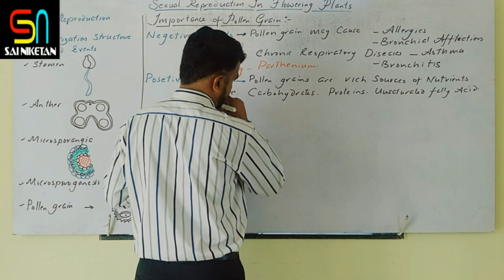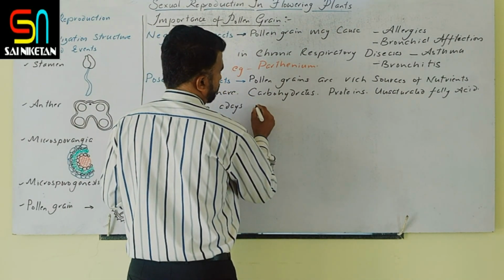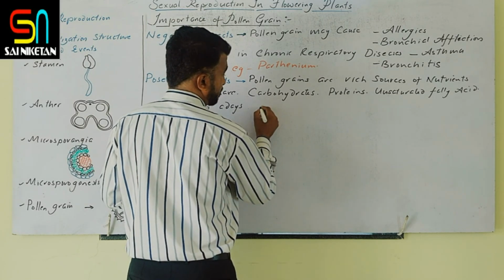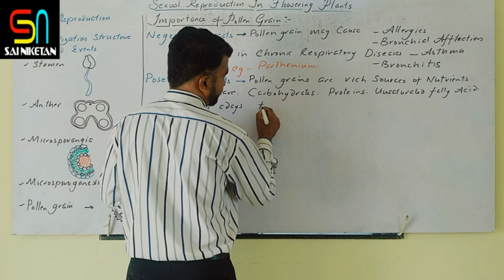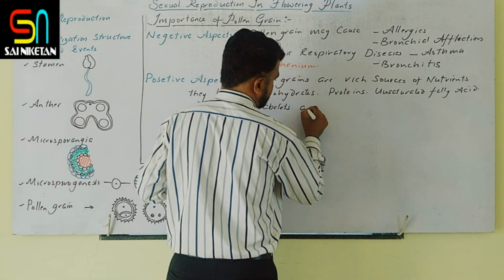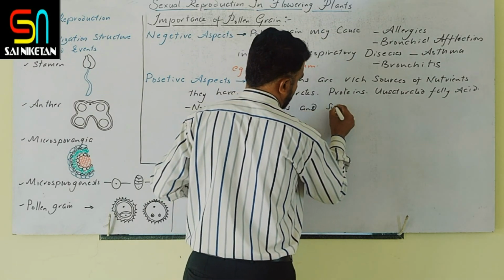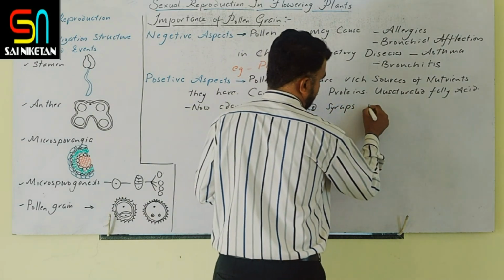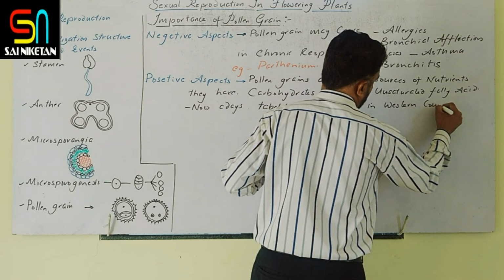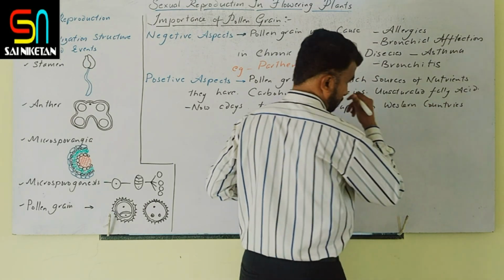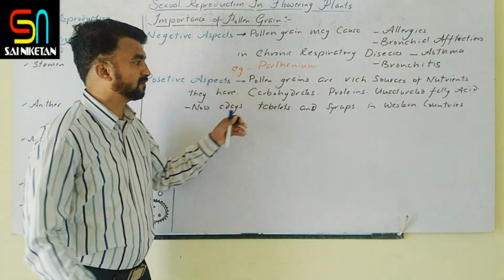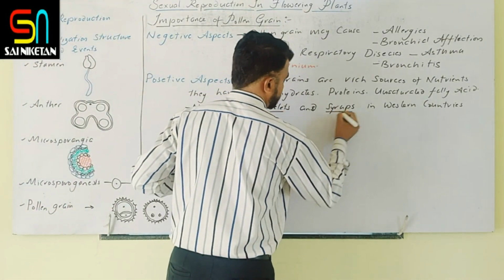Nowadays, pollen grains are available in the form of tablets and syrups in Western countries. So supplements are available in the form of tablets and syrups.